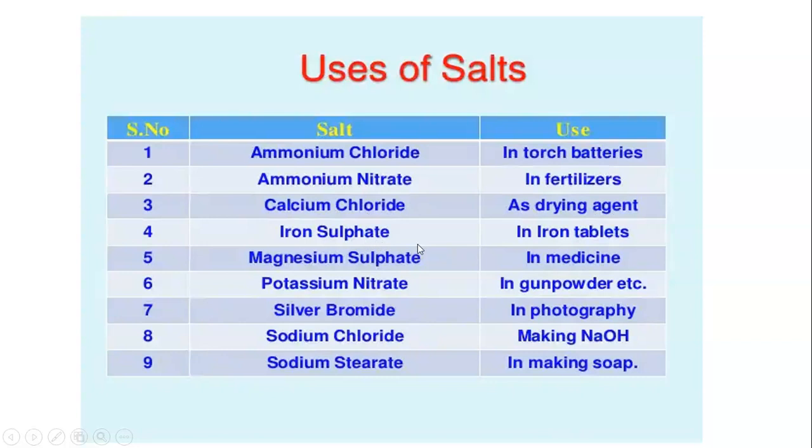Next, iron sulfate. Iron sulfate is specially used for making iron tablets. Next, magnesium sulfate in medicines. Many medicines may contain some of the salts. Among them, magnesium sulfate is also used for making medicines. Potassium nitrate is used for making gunpowder. Silver bromide is used in photography. Next, sodium chloride is used for making NaOH, sodium hydroxide. Sodium stearate is used for making soap. For many preparations of soaps and detergents, salts are also used. Among them, sodium stearate is used for making soaps.